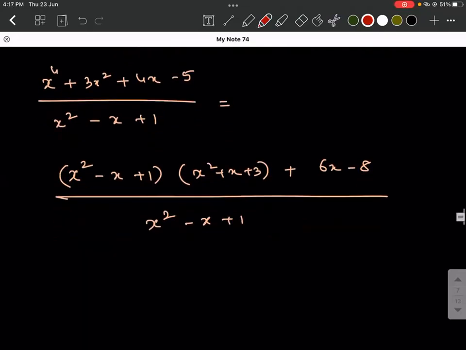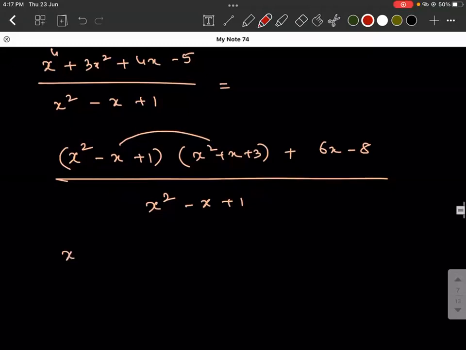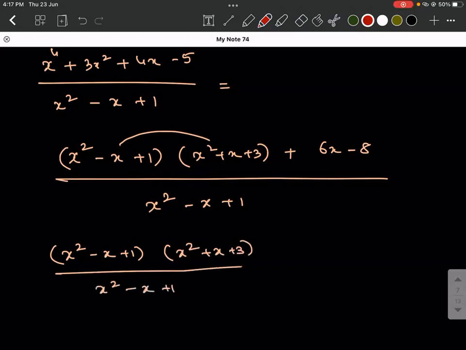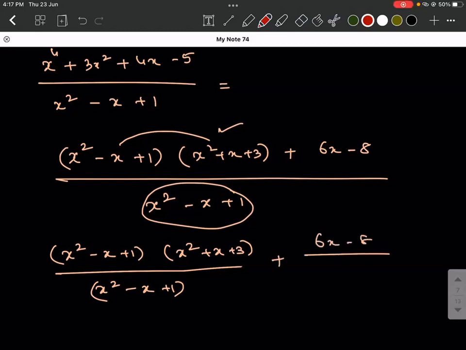Now what I can do is, how many terms does the numerator have? It is actually having 3 terms, where one of the terms is a product of 2 terms, correct? So I can write x square minus x plus 1 into x square plus x plus 3 divided by x square minus x plus 1. I am splitting the numerator to this term, plus 6x minus 8 divided by x square minus x plus 1. Can you write it like this? Did you understand what I did?